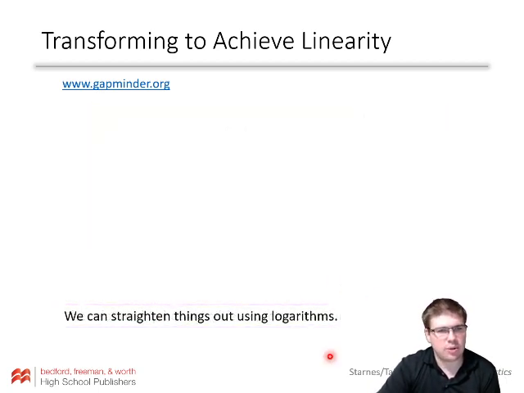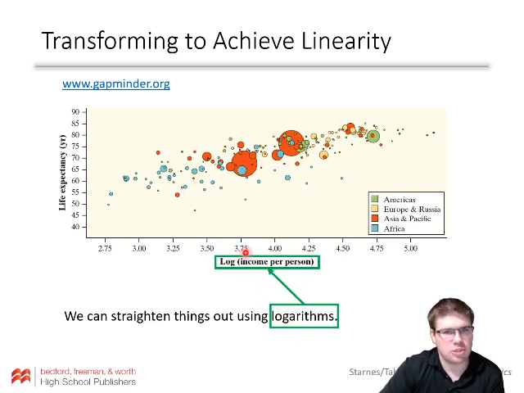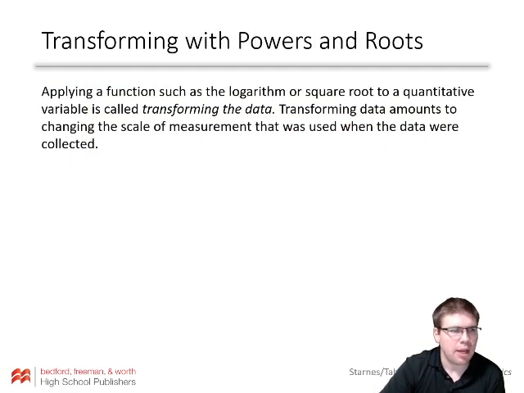We can straighten things out using logarithms. On this actual website, you can change the x-axis from income per person to logarithm of income per person. And then all of a sudden we see this nice straight linear relationship. That's one thing that we can do to help straighten data. Applying a function such as a logarithm or a square root to a quantitative variable is called transforming the data. Transforming data amounts to changing the size of a measurement that was used when the data were collected.